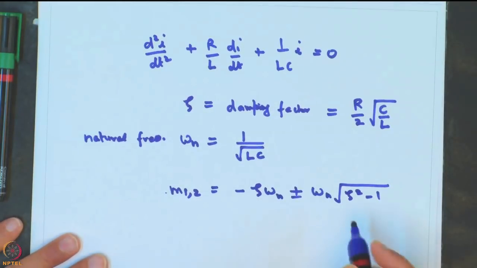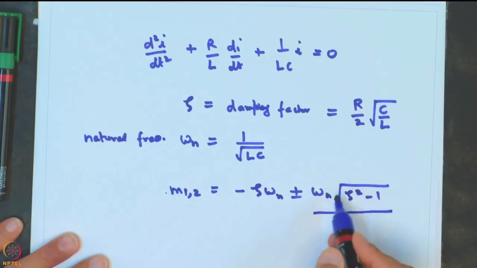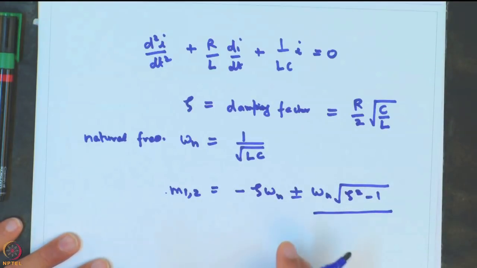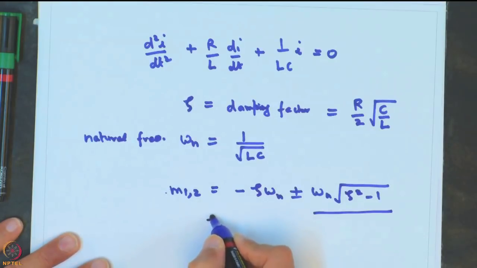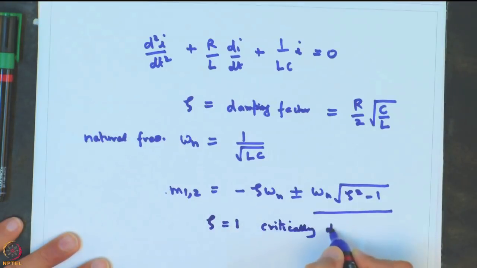Now here you see that there is a square root quantity. Depending on whether you get a positive, negative or zero quantity inside the root, you actually have three different behaviors and responses of the system. So if zeta is equal to 1, we call this a critically damped response.